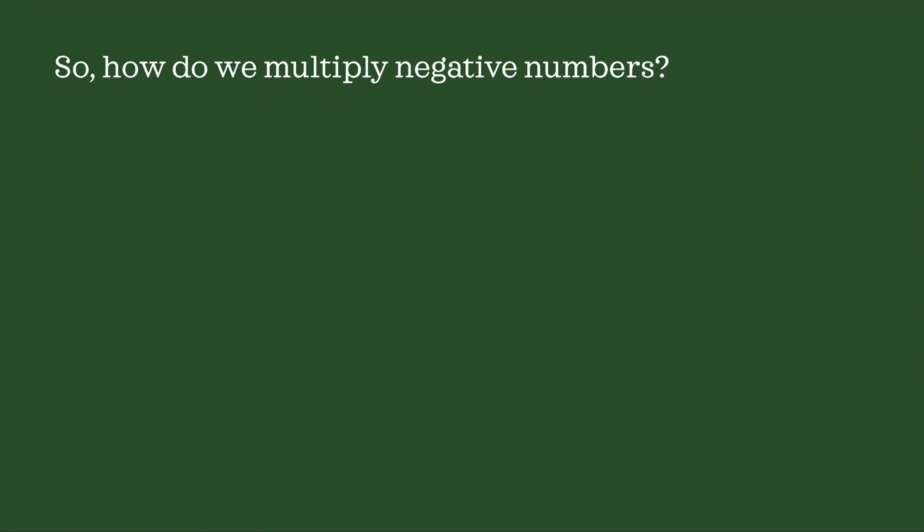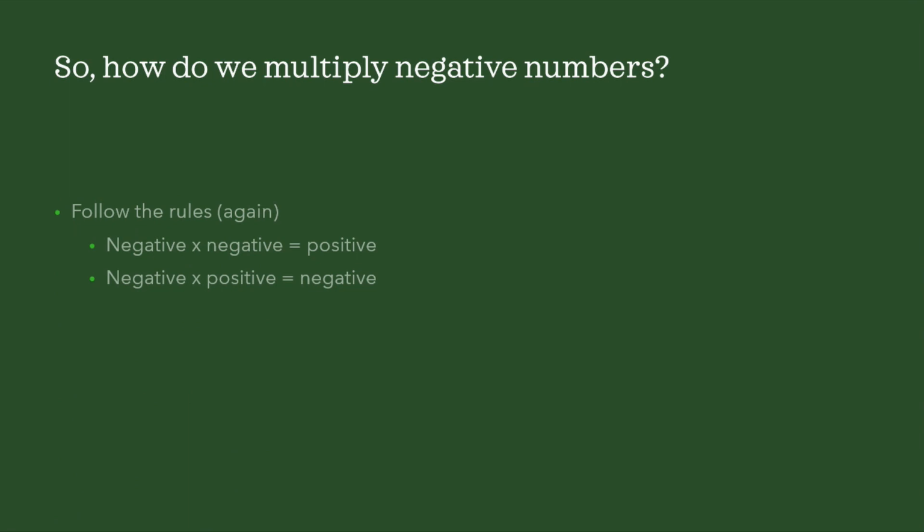How do we multiply negative numbers? We follow the rules again, but this time there are fewer rules. So a negative times a negative is equal to a positive, and a negative times a positive, or a positive times a negative, is equal to a negative. So when we have the same sign, the two negative signs cancel out to give us a positive number. And when we have different signs, whether it is negative times positive or positive times negative, we are going to get a negative number. So this one is easier than adding and subtracting negative numbers.